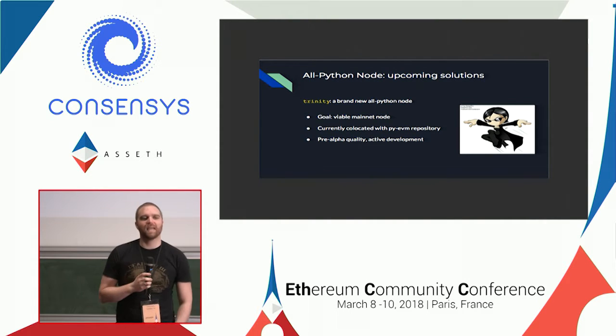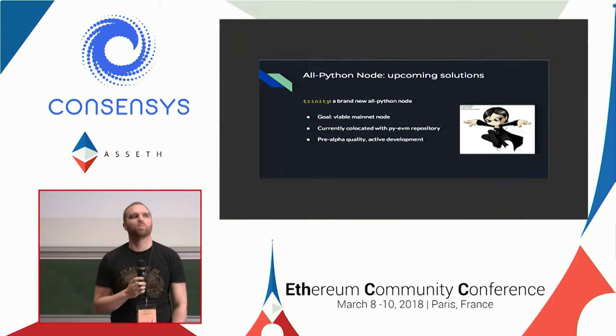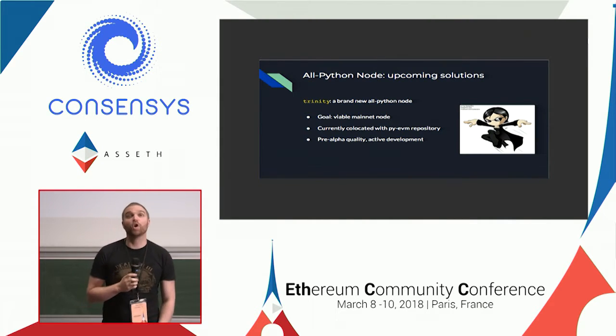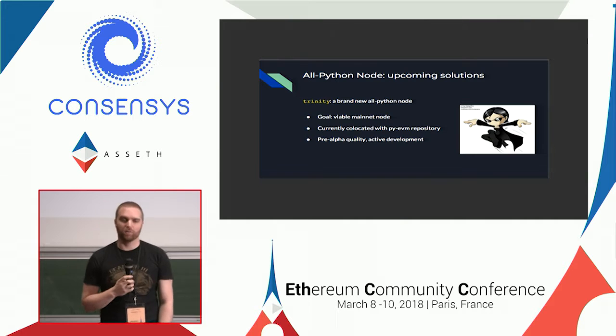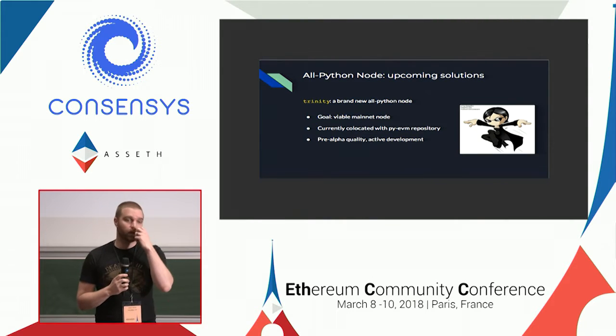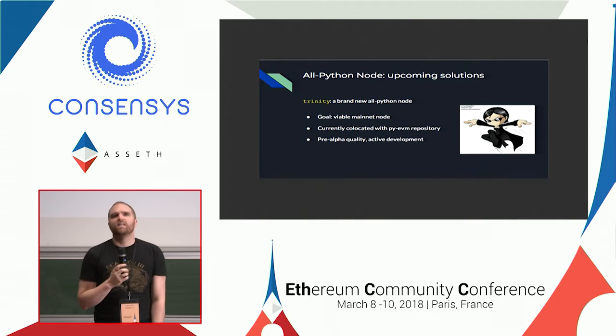So the upcoming answer to this is Trinity, which is a brand new all Python node. I shouldn't say new exactly. It's under active development. It hasn't even been released as an alpha yet. This is not an official logo, just a fun image I found online. So the goal for Trinity is to be a viable mainnet node, the likes of Geth and Parity, which is, of course, a lofty goal. So it'll take a while to get there, but right now it is under development, and the research team is already starting to work on top of it.